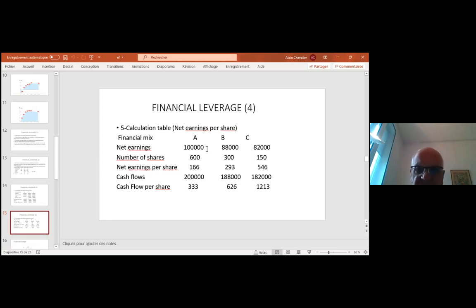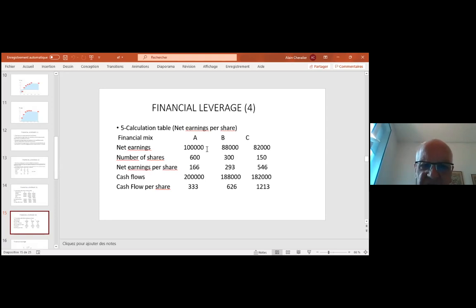But now let's make the calculation again per share. If you divide the 200,000 you find here by 600 shares, you get 333. If you do the same thing in the second column, you get 188,000 divided by 300, which is 626. And in the third case, you get 182,000 divided by 150, and you find 1,213.